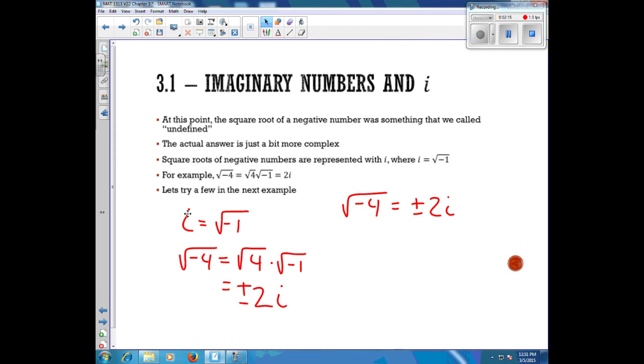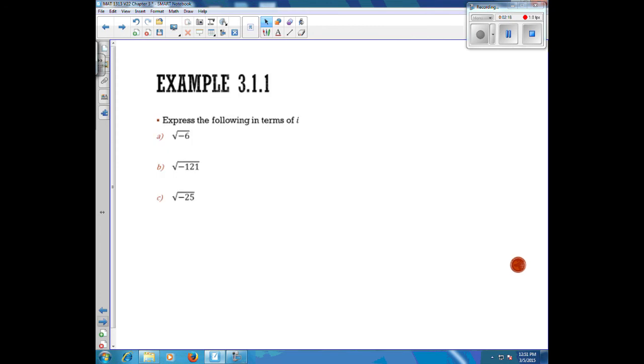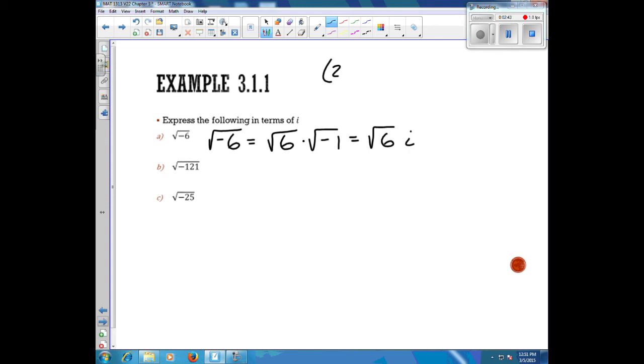So let's try a few of these. We want to express the following square roots in terms of i. Okay, so the square root of negative 6 is the same thing as the square root of 6 times the square root of negative 1. We can't simplify the square root of 6, so we just leave it square root of 6 times i. Remember that square roots can have two values, right? So 2 times 2 will give you 4. But negative 2 times negative 2 will also give you positive 4. And so for each of these square roots, we really should get plus or minus square root of 6 times i.